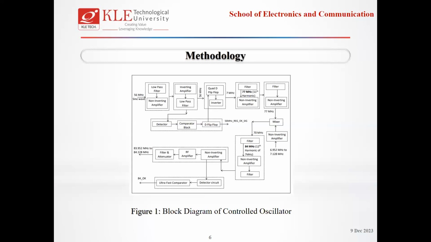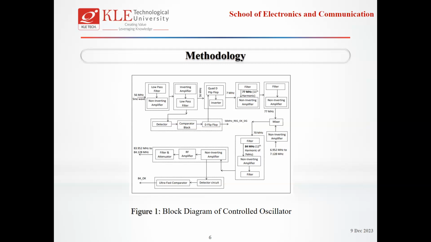Coming to the methodology, here we have the block diagram of a controlled oscillator. We are giving an input of 56 megahertz, which is a sine wave signal. Here we will be using multiple filters, amplifiers and flip-flops together to form a 7 megahertz frequency, and we will be checking this signal intermediately. In the block with the detector, comparator, and D flip-flop, we will also be receiving an OK signal. We will look at this diagram in detail in the following slides. This is just the outline.